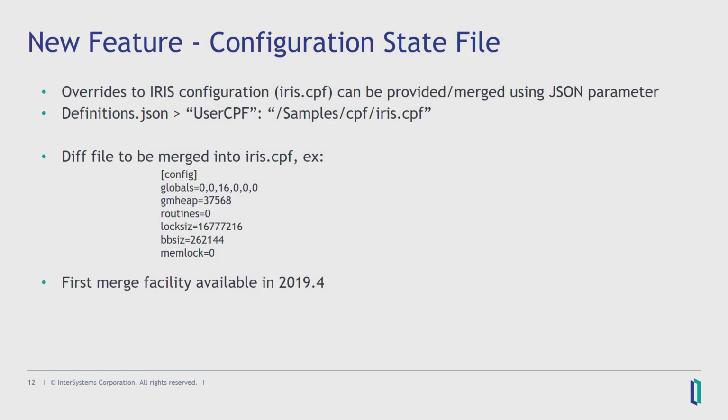All right, so the last feature, I mentioned it before, is that new configuration state file, the ability to define a diff file for your IRIS CPF. So you define the file, you apply it to your ICM definition, this JSON template. You just reference that diff file, and then on the run, it's pulled in to be merged into the IRIS configuration as IRIS starts up. So you can change the default parameters and create new namespaces, things like that. And that's first available in 2019.4, which should be released soon, this year or so.